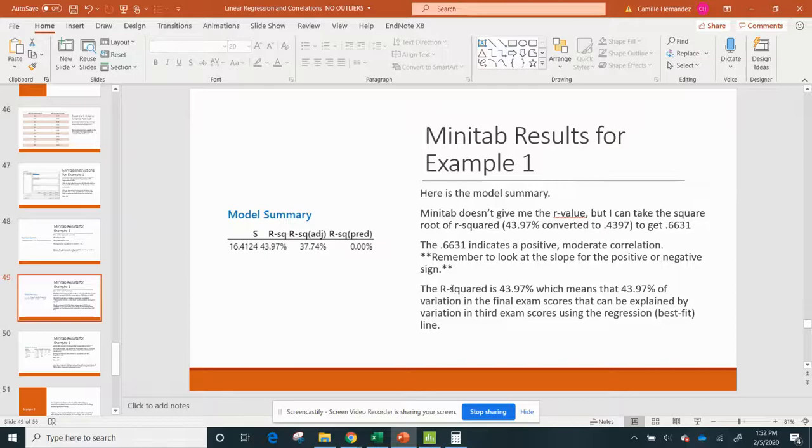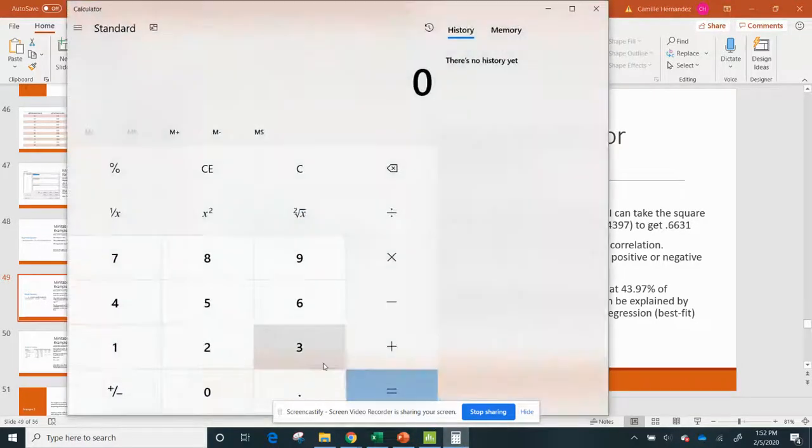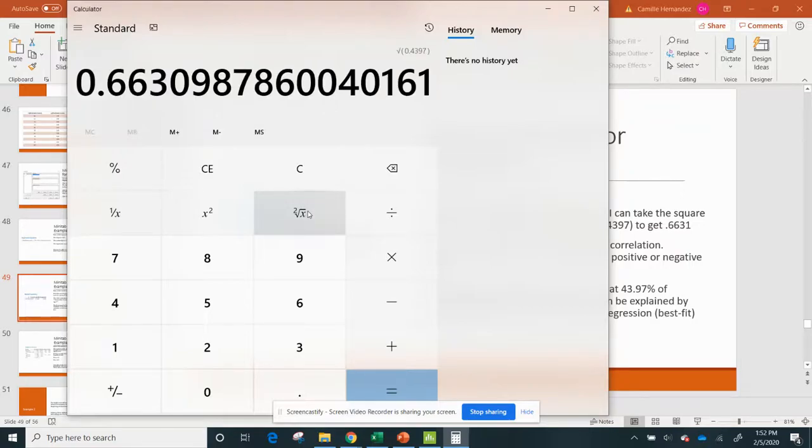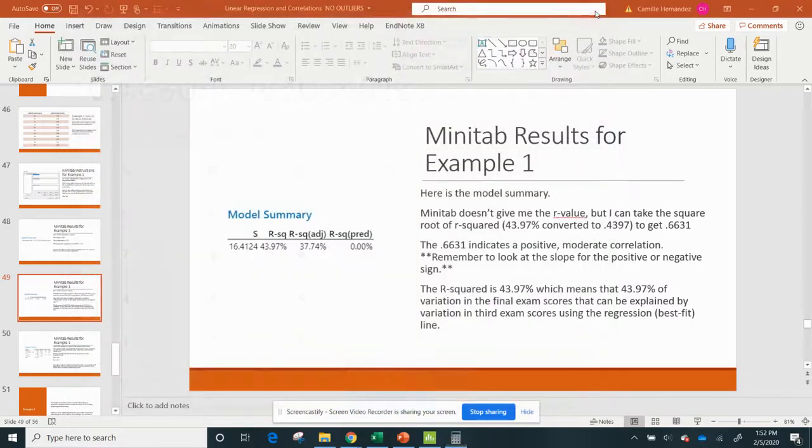So I've got my R squared. Now I need to do my R value. And remember, my R value tells me the direction and the strength of the relationship, or the correlation, between these two variables. So when I take the 43.97, I convert it to a decimal, and then I take the square root of it. I put it in the calculator, 0.4397, and then square root it. I get 0.66309, which gives me 0.6631. I know it's positive because my slope was positive.